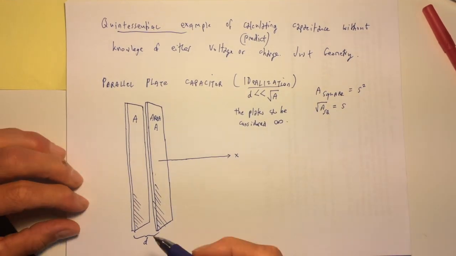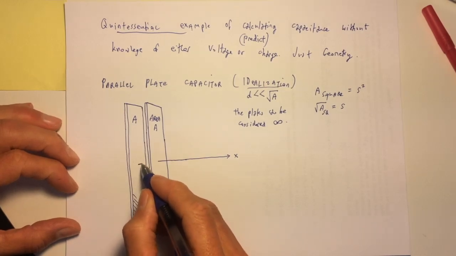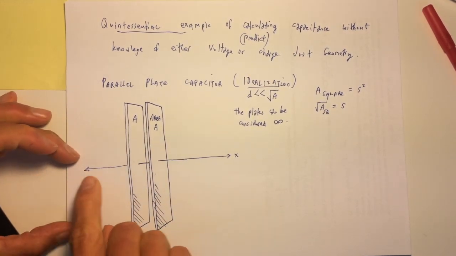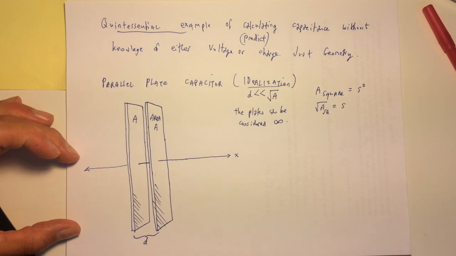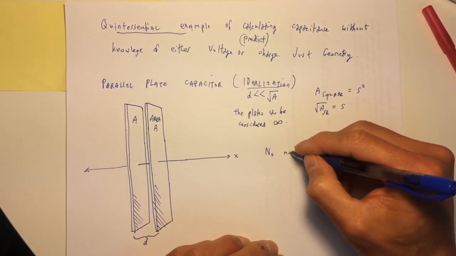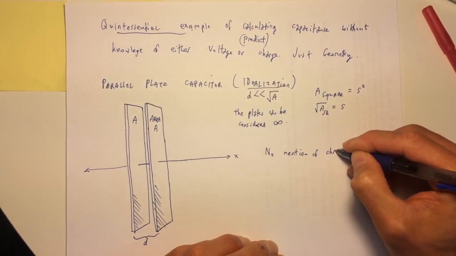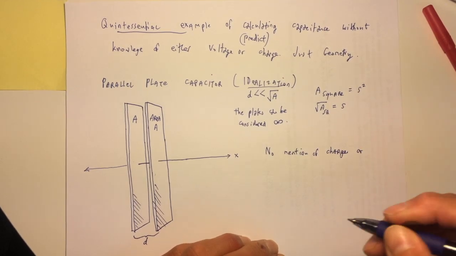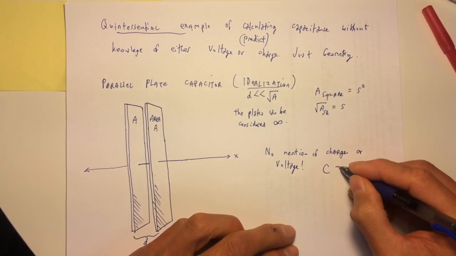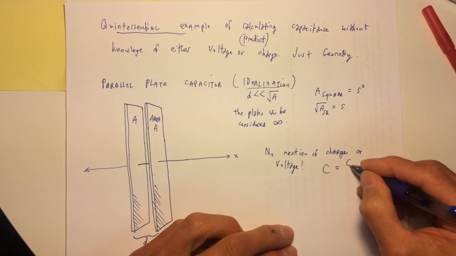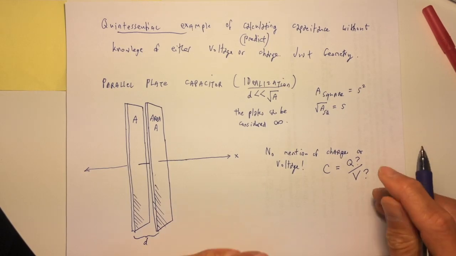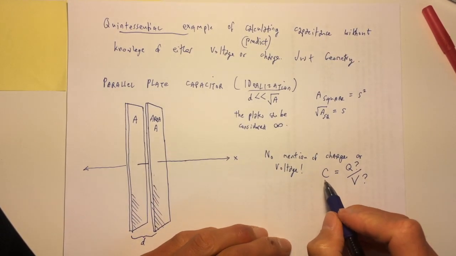Okay, so I hope you can see, maybe this will help actually, if I continue the x-axis. Yeah, maybe that helps you see the separation. All right, so notice there is no mention of charge or voltage. So how are we going to calculate the capacitance if I don't know either the top or the bottom? So this is the goal. I want to predict what the capacitance is.